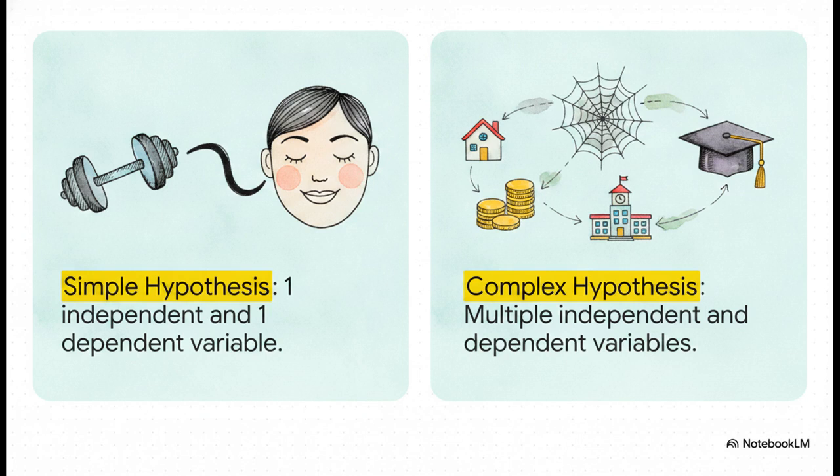But, on the other hand, a complex hypothesis predicts a relationship among more than two variables. Because let's be real, human behavior and the natural world are rarely simple, right? In the social sciences particularly, we are constantly using complex hypotheses. For instance, predicting that parental education, family income, and school environment all independently influence a student's academic achievement. A student's life isn't just about one single thing. Here, we're juggling multiple variables simultaneously to capture a much more realistic, layered picture of the world.